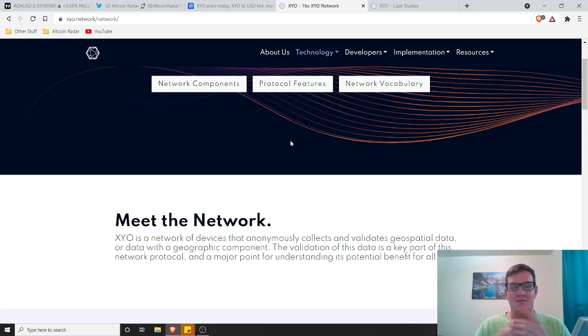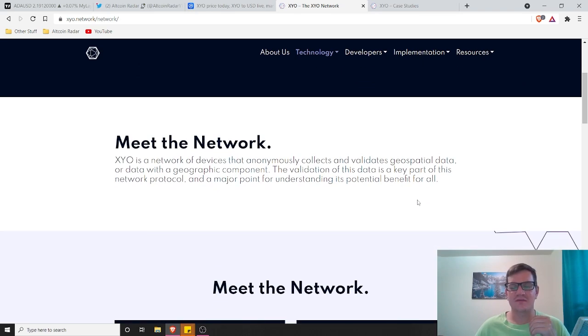So, meet the network. XYO is a network of devices that anonymously collects and validates geospatial data, or data with a geographic component. The validation of this data is a key part of this network protocol and a major point for understanding its potential benefit for all.